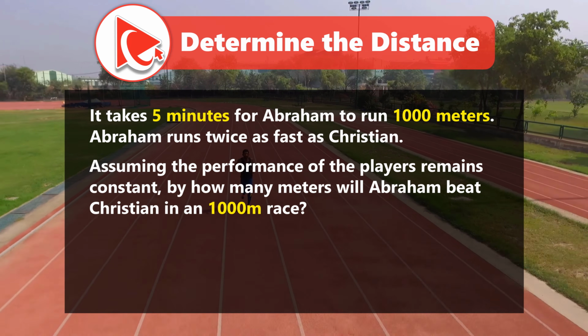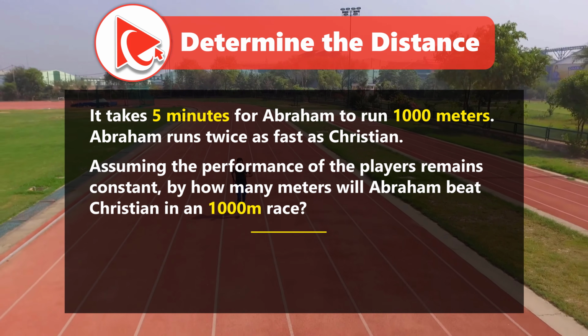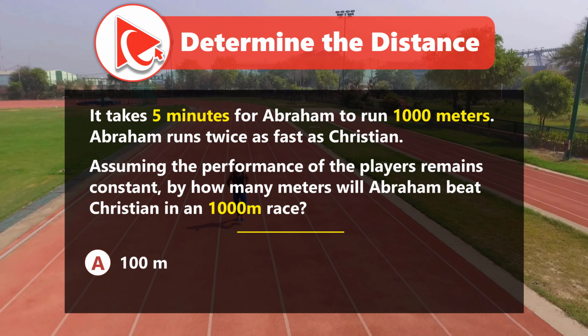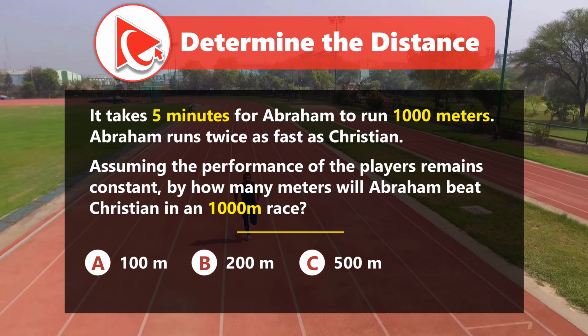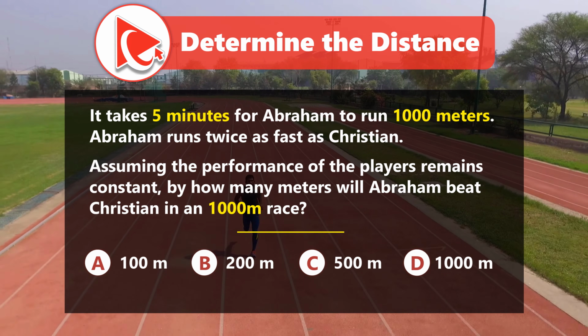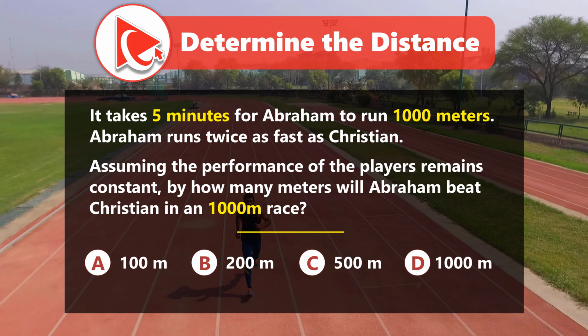You need to select out of 4 possible choices. Choice A, 100 meters. Choice B, 200 meters. Choice C, 500 meters. And last but not least, choice D, 1,000 meters. Take a close look to see if you can come up with the answer.